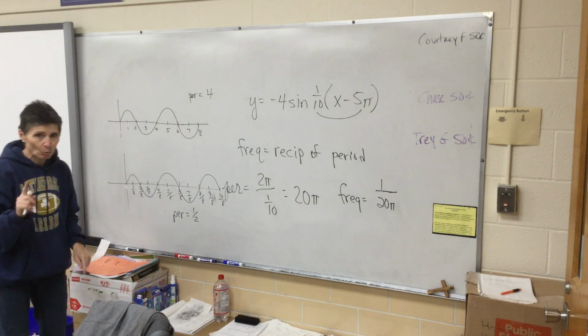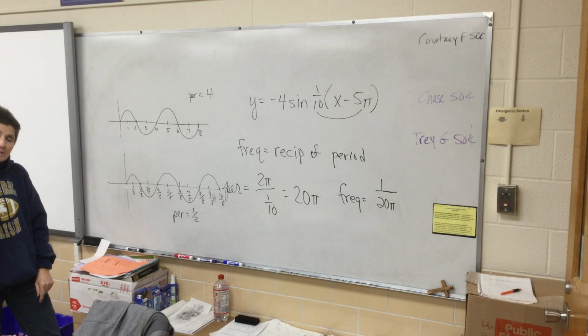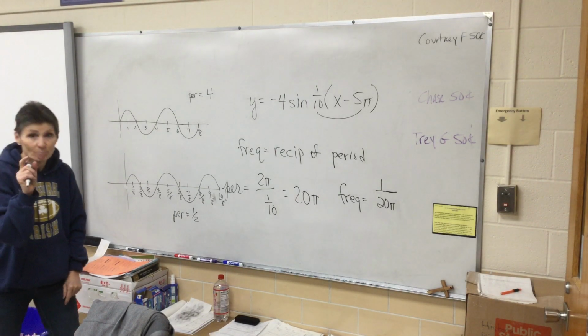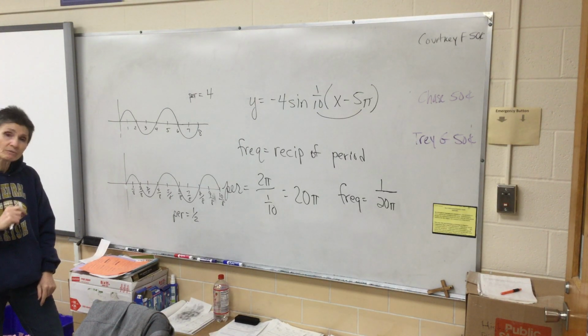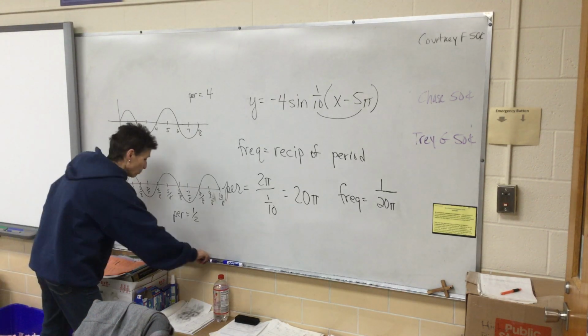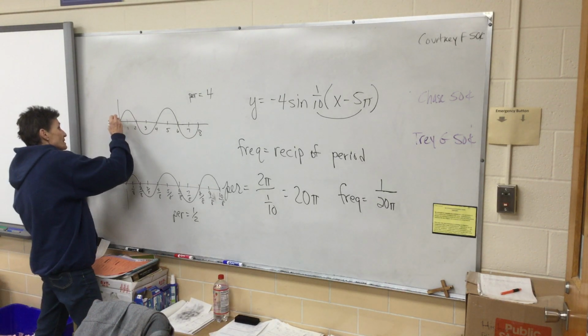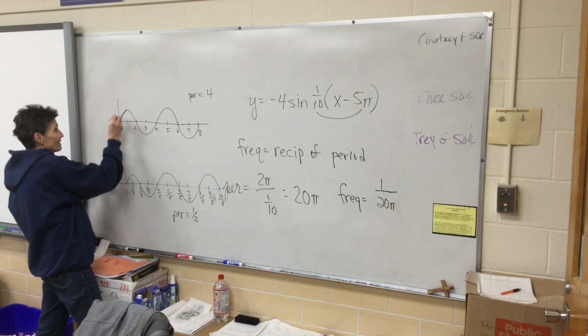Now, frequency is the number of cycles or the number of periods in 1 unit of length. So if we look up here at this top one, this is a unit of length, 1 unit of length, right here, 1. That's it.